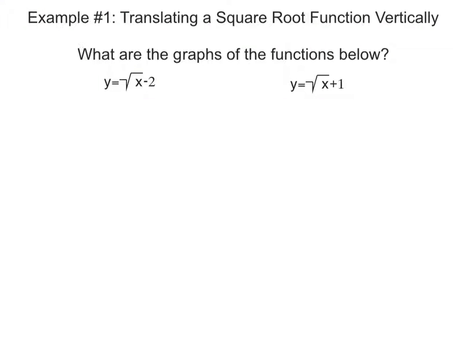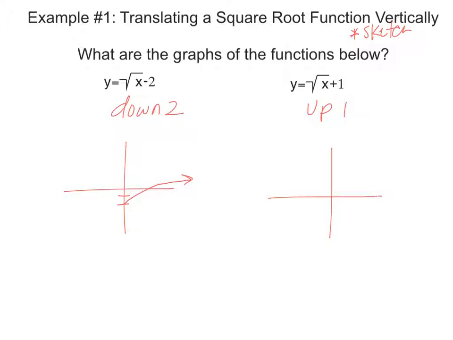All right, so to translate a square root function vertically, these are strictly going to be sketches. So I'm going to put that out there that this is just a sketch. It says, what are the graphs of the functions below? If it's minus 2 and it's vertical, this means it's going to go down 2. So when I graph this, 1, 2, it's going to go from here and out, and that's it. This one is up 1. So up 1, and it's that way. Very simple.